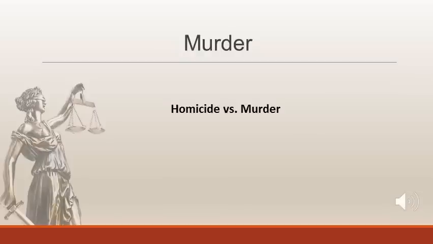It is still legal in the United States, and so lawfully or legally, it is still not murder, but it is the death of one person at the hands of another person. So not all deaths are murder, but all deaths at the hands of another person are homicides.